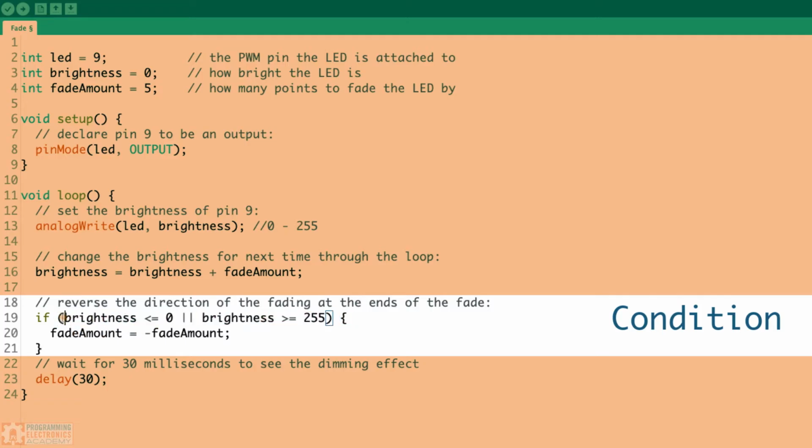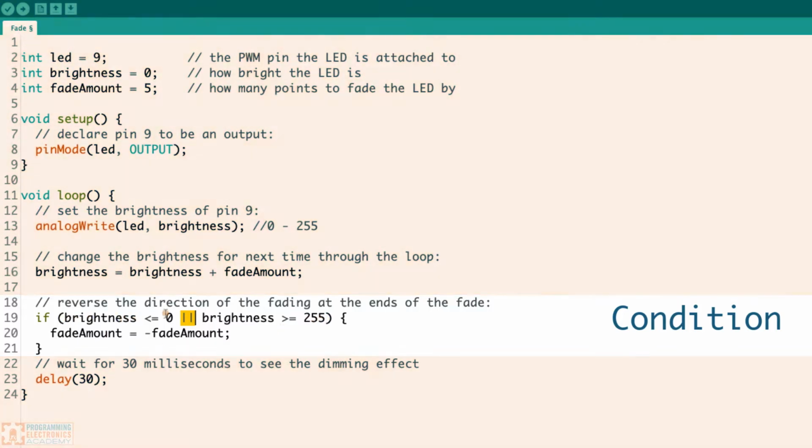Now you might be looking at this and wondering, wait, what is going on here? Well, we've got two things going on. This right here is actually an OR symbol. So this condition is saying, if the brightness variable is less than or equal to 0, or if the brightness variable is greater than or equal to 255, then do something.